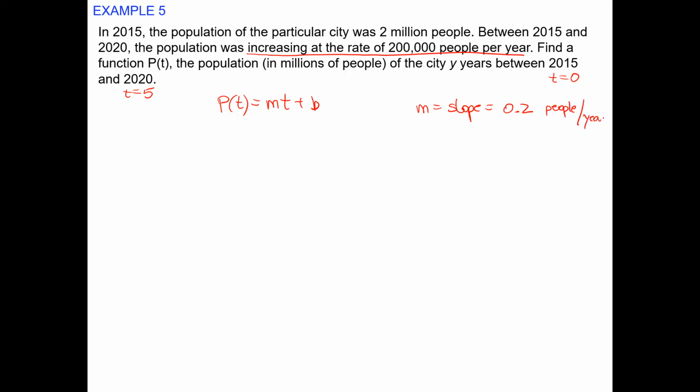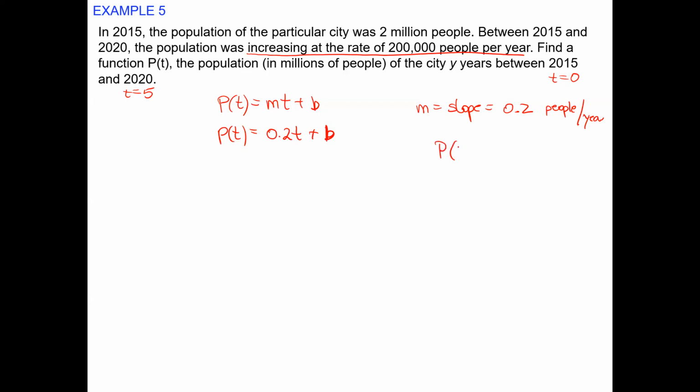People per 1 year. Okay, so we can see it will be 0.2t. And then what is the y-intercept? We know, or maybe we do know. Actually, we know, because b is the y-intercept.